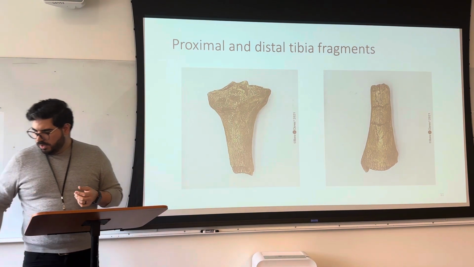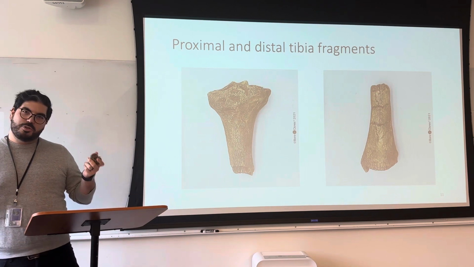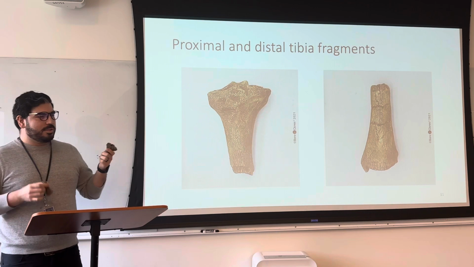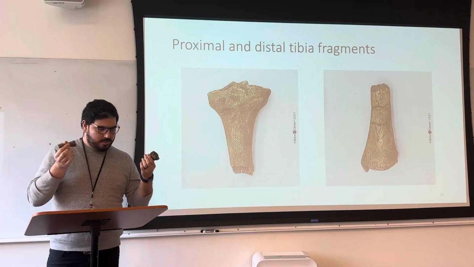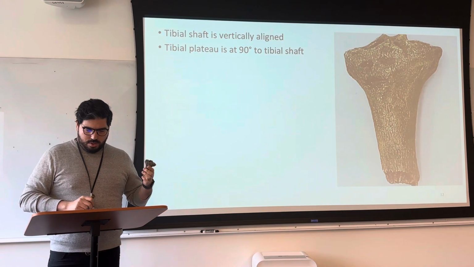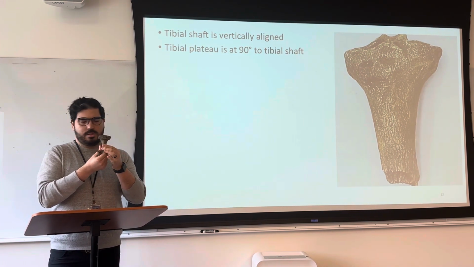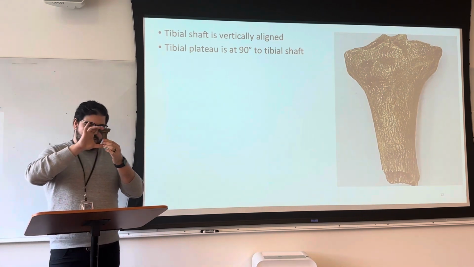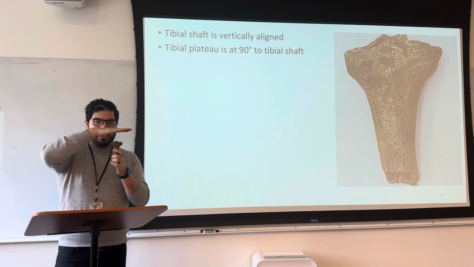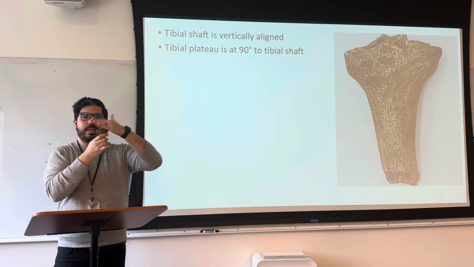We can move down to the lower limb. Sorry, I'm just more partial to the lower limb too. So we have the proximal and the distal tibial fragments here. So, okay, the tibial shaft is vertically aligned, with the tibial plateau being at a 90 degree angle to the tibial shaft. So we have a very T shape here.